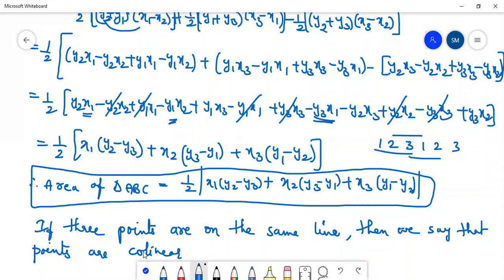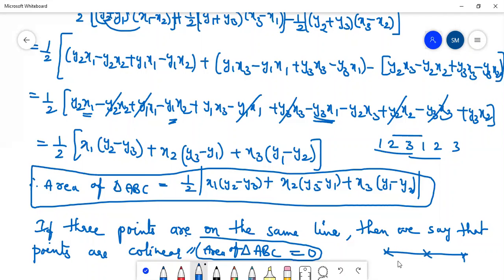Collinear means coinciding on the same line. If the points are collinear, then the area of triangle ABC is equal to 0. When the points are collinear, the area of the ABC points must be 0. Why? Because the 3 points A, B, C are on the same line, so no triangle ABC is formed and there is no area of ABC.